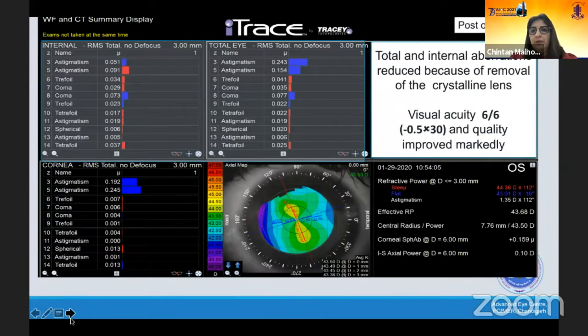Once we did phaco surgery for the left eye, we can see that the total and the internal aberrations have reduced because of removal of the crystalline lens. The cornea is showing a few bars because the left eye had some residual astigmatism, but otherwise the visual acuity also improved from 6/6, and the eye trace tells us that the internal aberrations have gone.